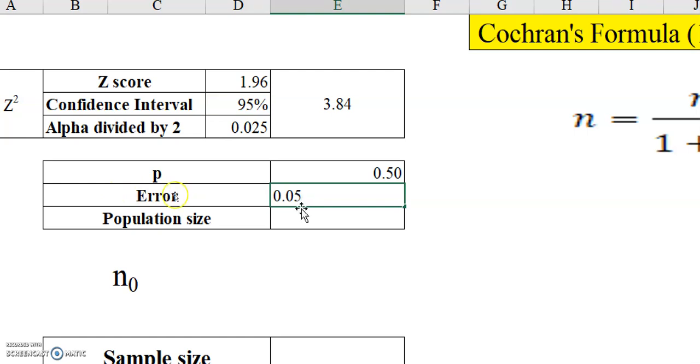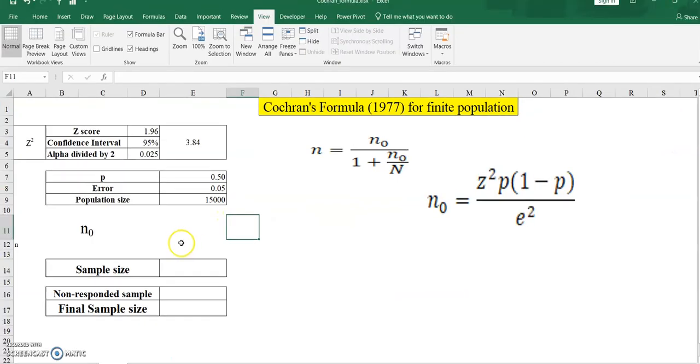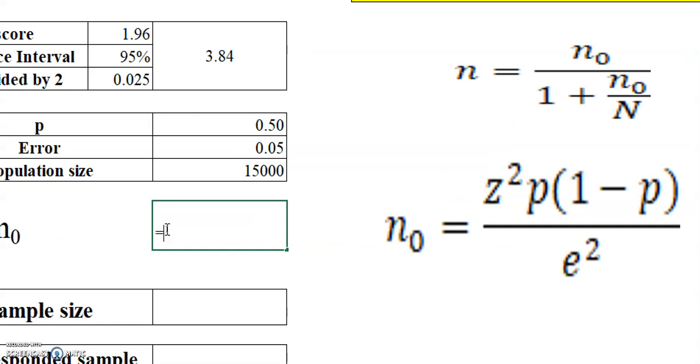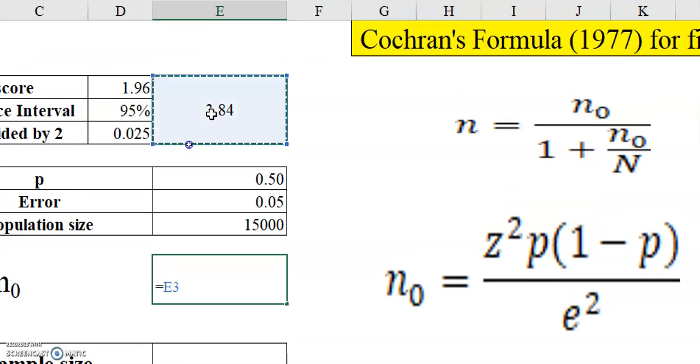And population size, that means your number of households, or number of the universe. Here I just assume my population size is 15,000. Now we should calculate n0. So here is equal to Z square. Okay, this is my Z square. Now into p here, then again into, give a bracket, 1 minus p. So 1 minus p again, close the bracket. Now divided by e square.